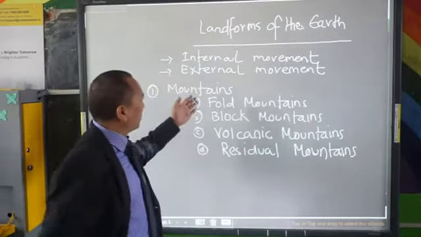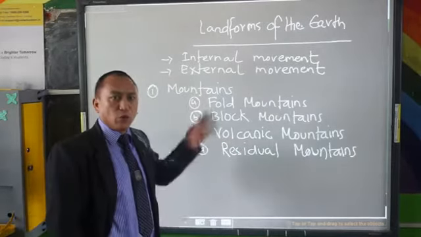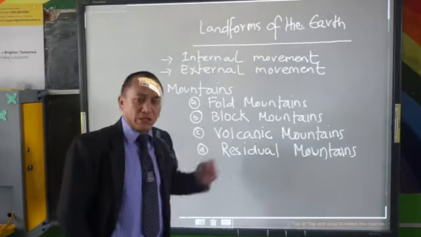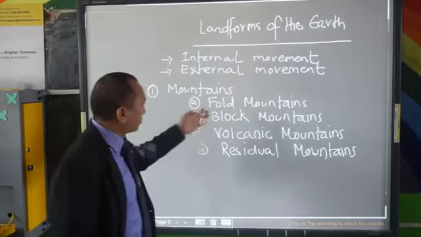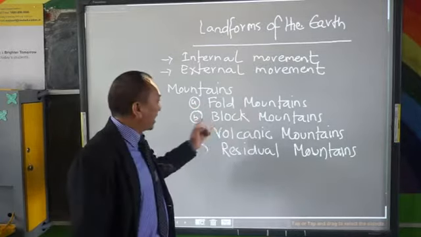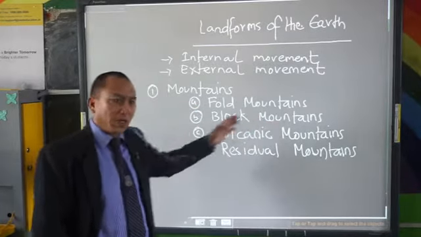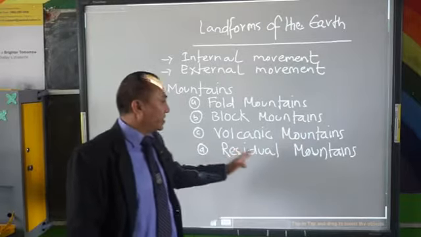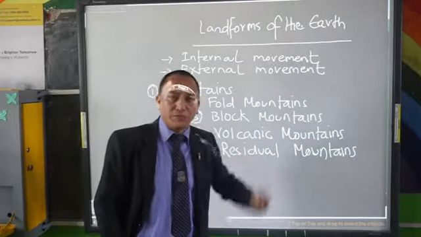Now let us see the different types of mountains that we have. I've told you what is a mountain. Now the different types of mountains that we have: one, a fold mountain. The second one we have is a block mountain. The third one we have is a volcanic mountain. And the fourth one we have is a residual mountain.